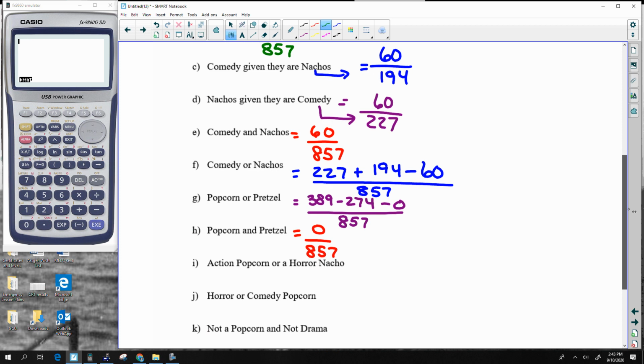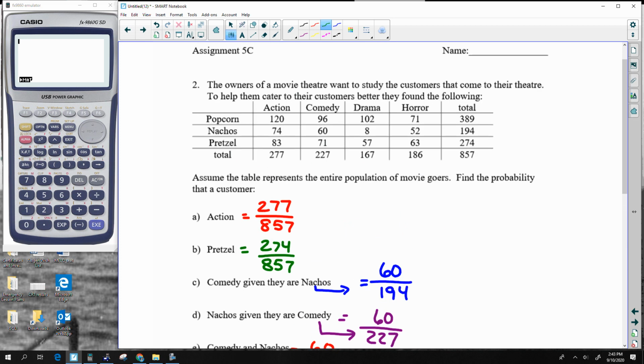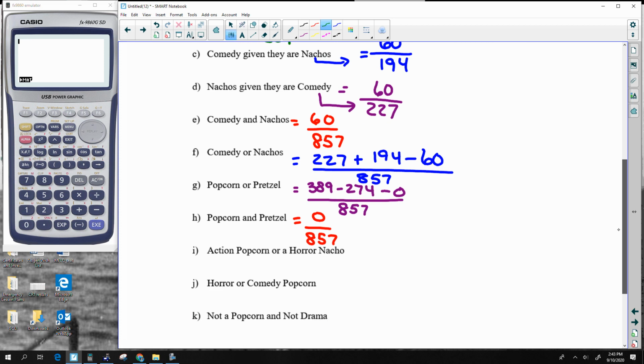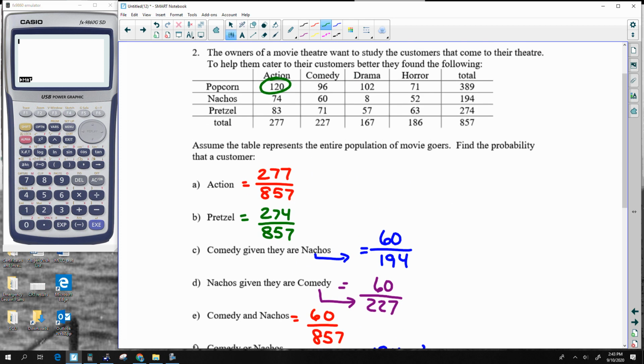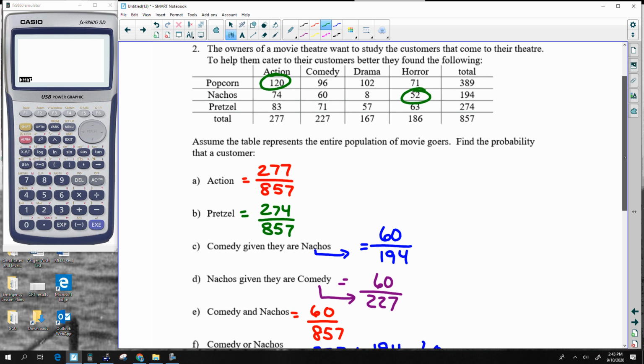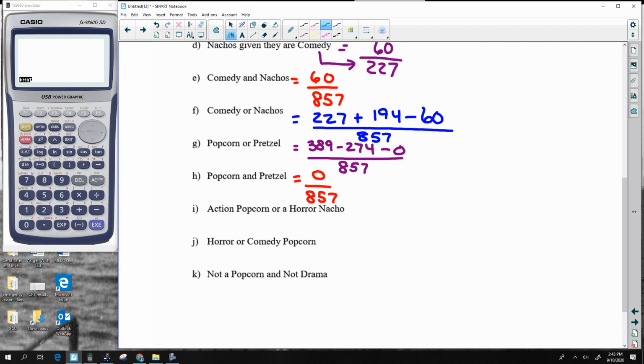Okay, next question is action popcorn, or, so I add with horror nachos. They don't intersect, so that's 120 and 52, with no intersection, again, out of the total.